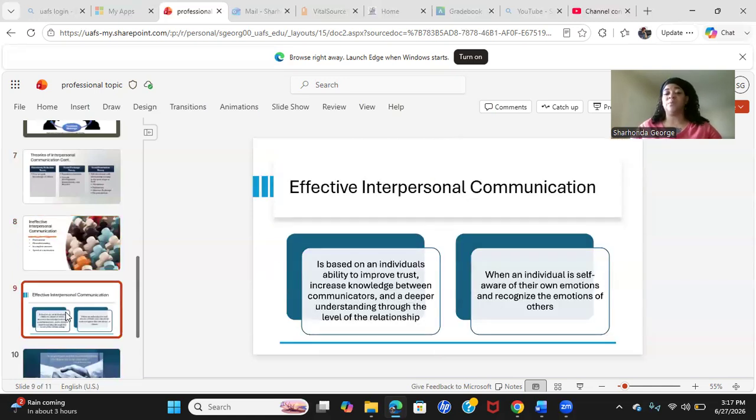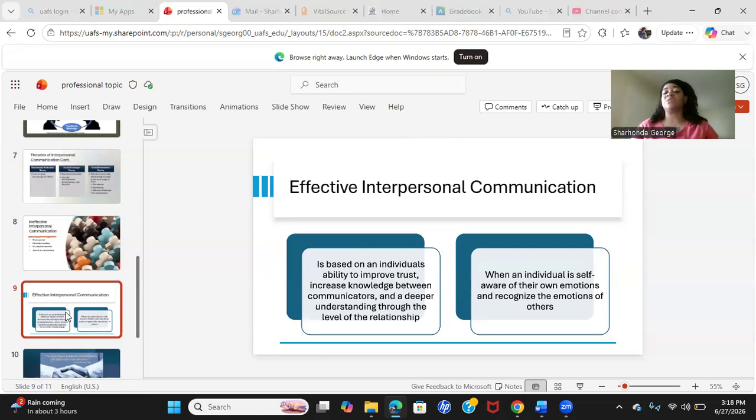Effective interpersonal communication is based on an individual's ability to improve trust, increase knowledge between communicators, and a deeper understanding through the level of the relationship. Meaning you both have a mutual respect for each other. You both understand this is the workspace. We need to be professional. We need to agree to disagree. And we need to always work together as a team.